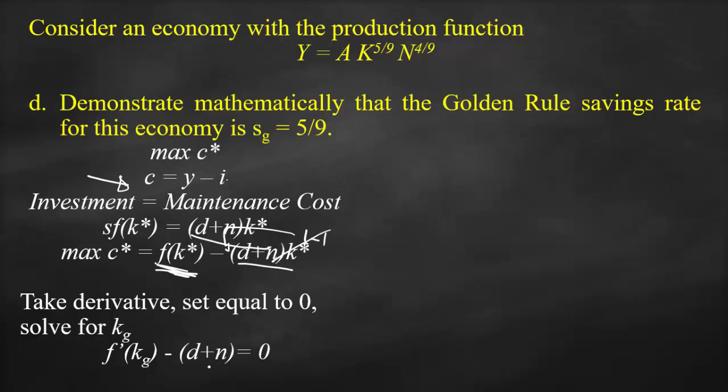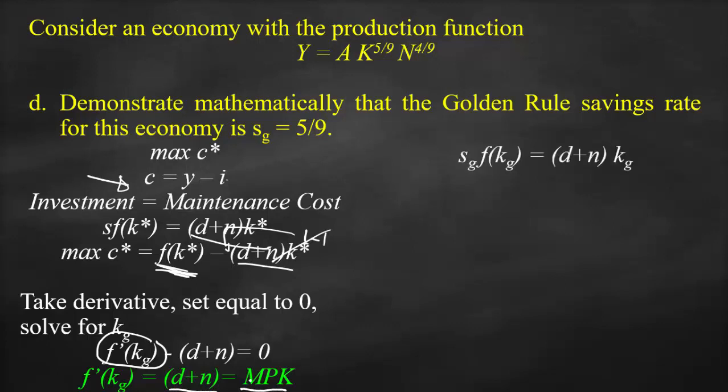Then I will equate the first derivative to 0. So I know that the first derivative of our production function, which is f prime k g, because I refer here to the golden rule, equals d plus n. I know that the first derivative of a production function is called the marginal product of capital. And that's why I could say that our d plus n is equal to the marginal product of capital.